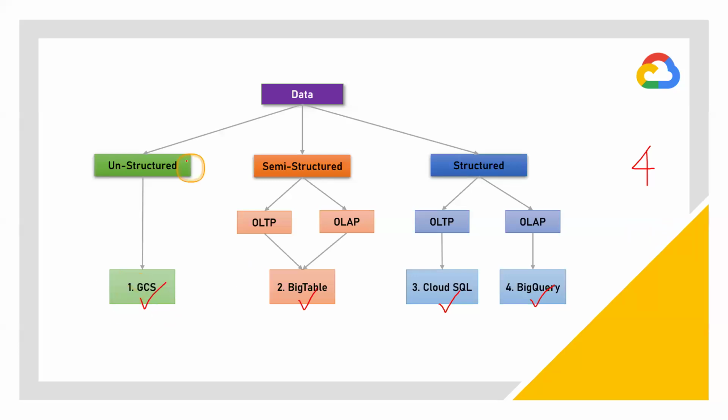One is Google Cloud Storage for unstructured data. For semi-structured data, for NoSQL databases, you can go for Bigtable. For structured OLTP, you can go for Cloud SQL. For structured warehouse activities, you can go for BigQuery. These 4 services we are going to cover. Don't worry about it. We are going to see all of these in detail in our upcoming sessions, just to tell you what services we are covering.